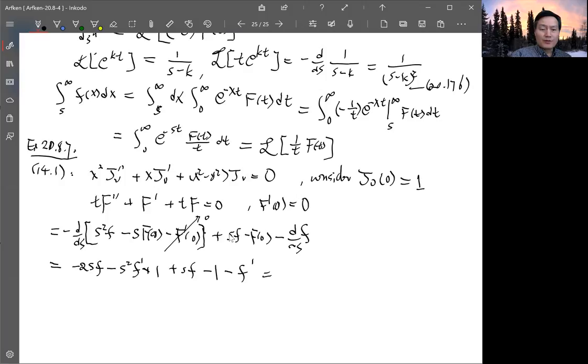Grouping all together, the one and minus one cancel. So you have (s squared plus 1) f prime plus s times f equals zero.